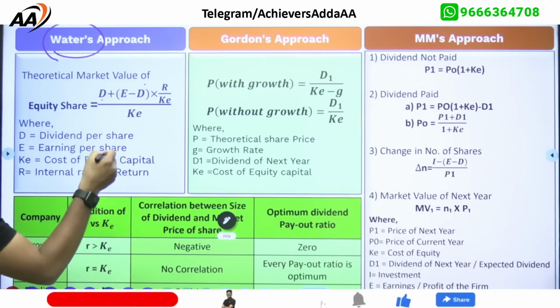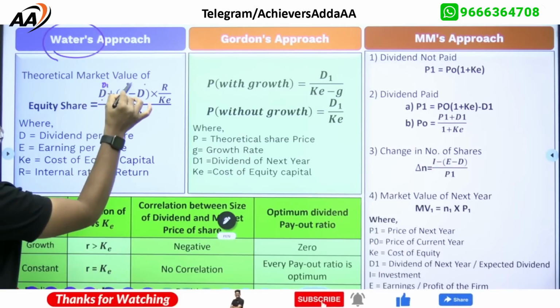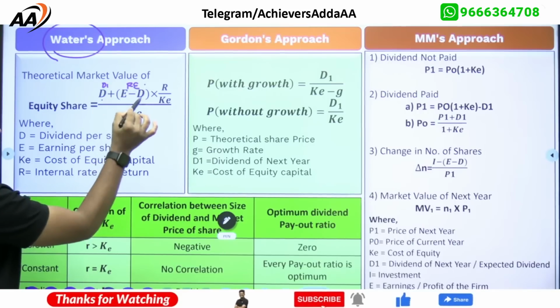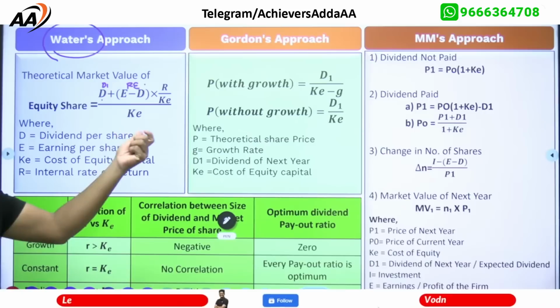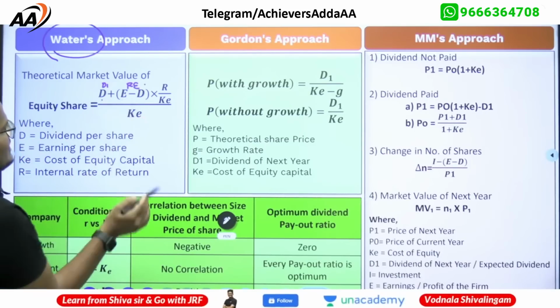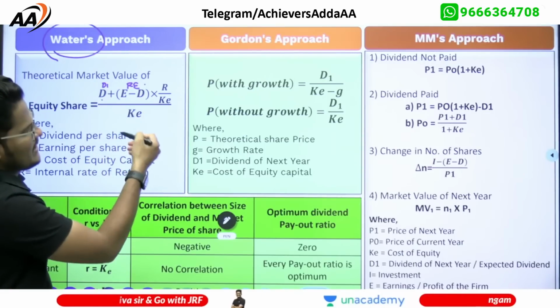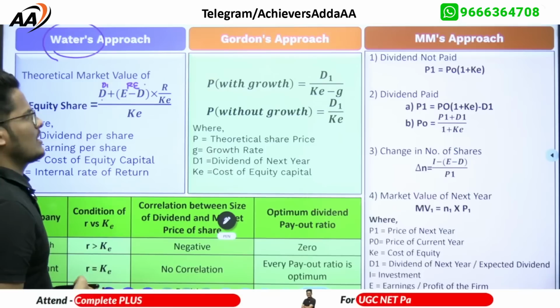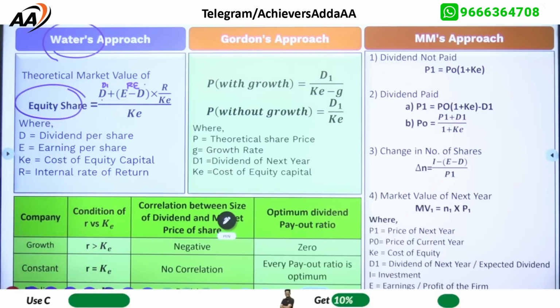So dividend plus, this is the dividend portion, and this is the retained earnings portion. EPS minus D means retained earnings, multiplied with a rate, divided by the cost. So dividend plus retained earnings is the total value, and that is multiplied with a rate and divided by the cost. That will give you the value of the share, which is the theoretical market value.